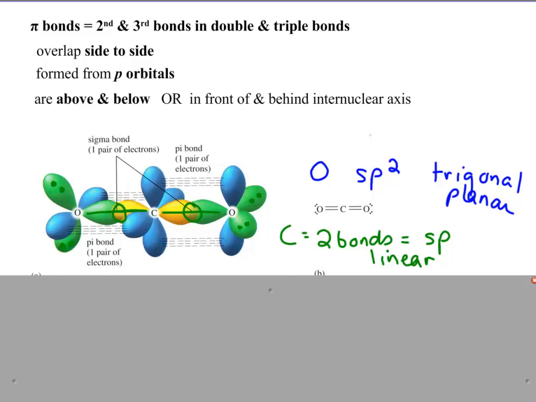So on the one end, let's look at the right-hand side first, it's a little easier. The p orbitals that are vertical on carbon and the p orbital on the right-hand oxygen form a pi bond below and above the internuclear axis. So there's my second bond between carbon and oxygen. Sigma bond is one, pi bond is the second one.